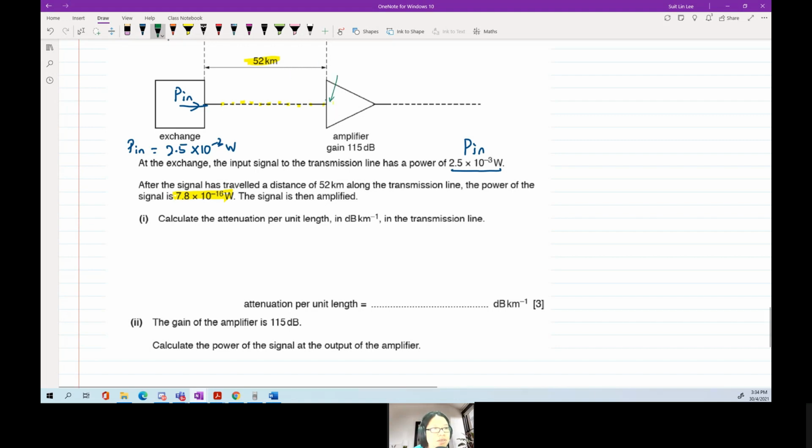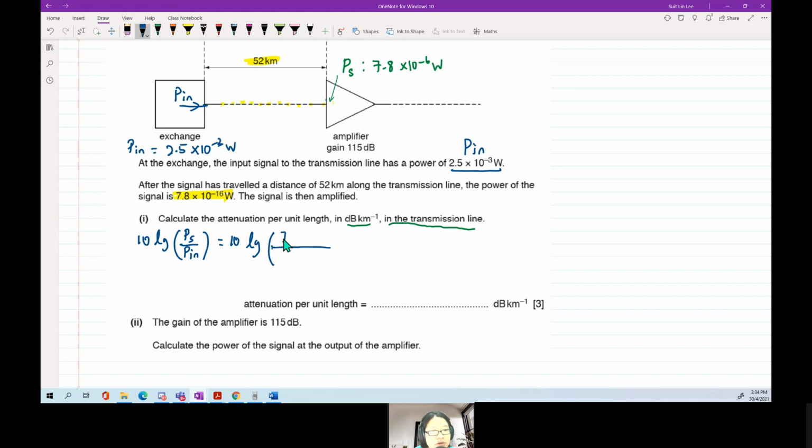So here, the signal, let's say this is PS, is 7.8 times 10 to the power negative 6 watt. Calculate the attenuation per unit length in decibel per km in the transmission line. So we want attenuation, right? So we will take 10 log the ratio of the output to input, or in this case, PS over P in. Okay, this will be equal to 10 log bracket 7.8 times 10 to the power of negative 6 divided by 2.5 times 10 to the power of negative 3.